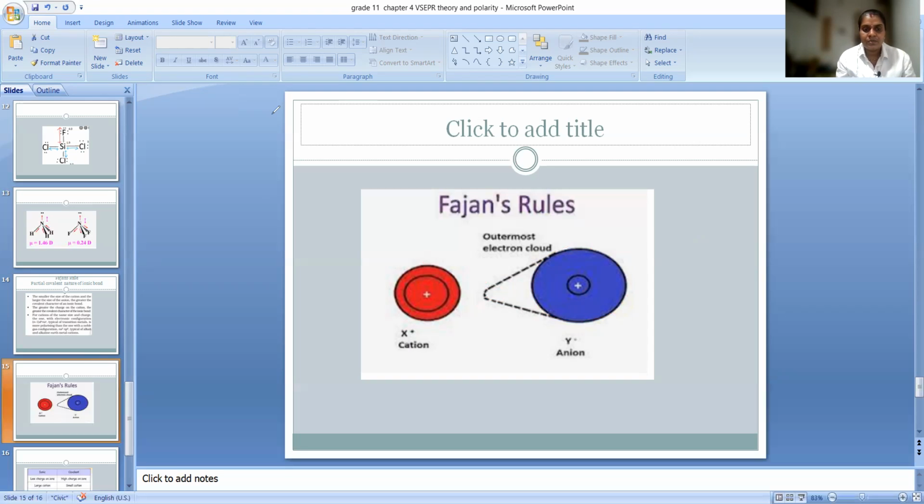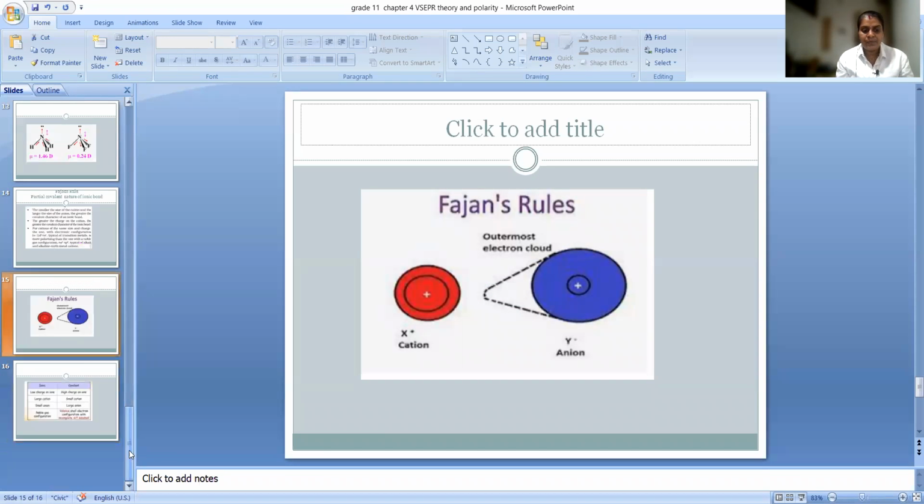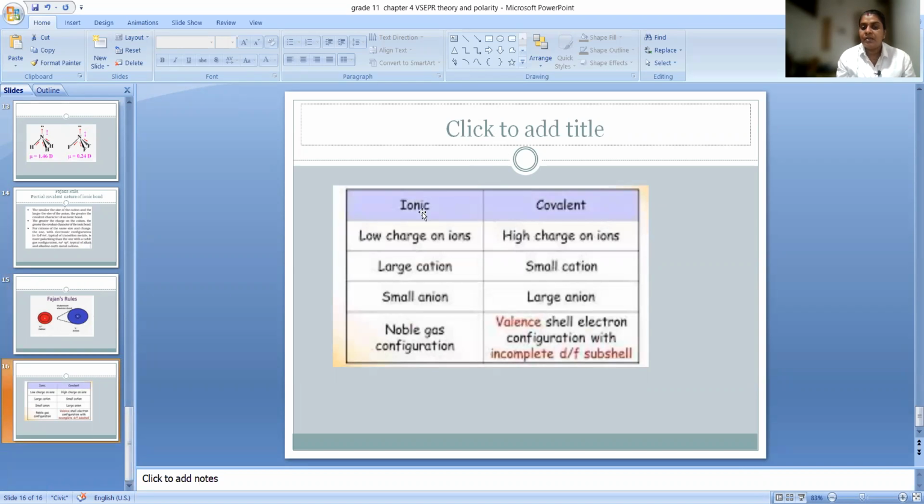Okay. So as a summary, I can tell you. Ionic character: low charge on the ions. Covalent: high charge on the ions. It should have a small cation, high charge on the ion, and a larger anion. Valence shell electronic configuration should be the same as d. Ionic means low charge on the ion, large cation and small anion, and noble gas configuration. That is the difference. That is a summary of Fajan's rule.